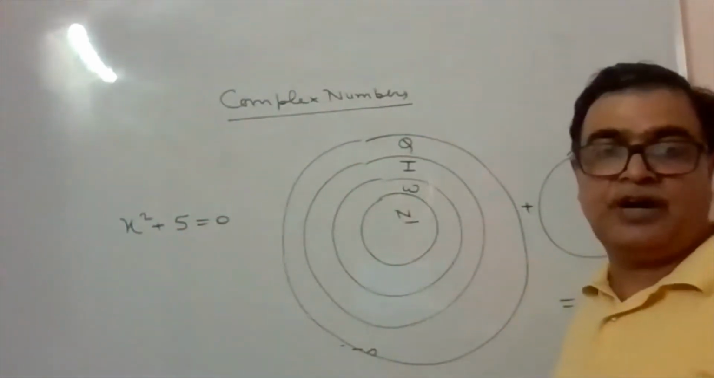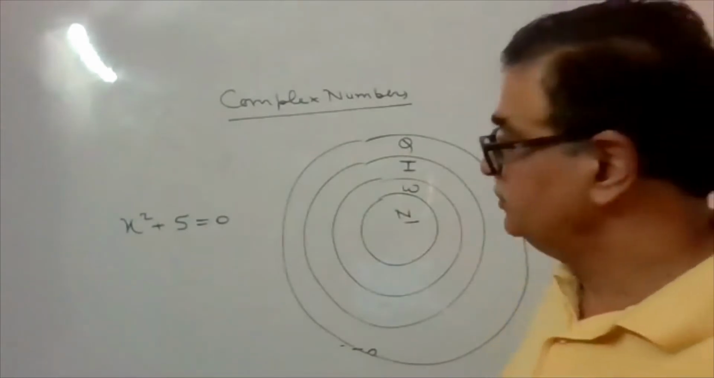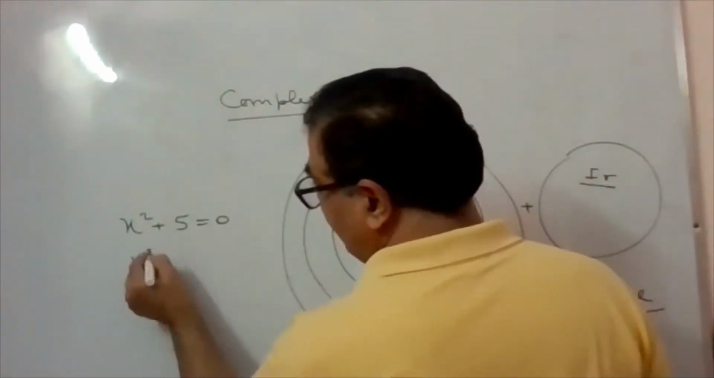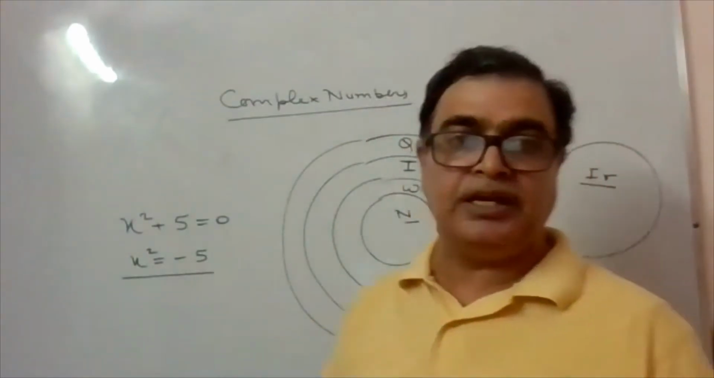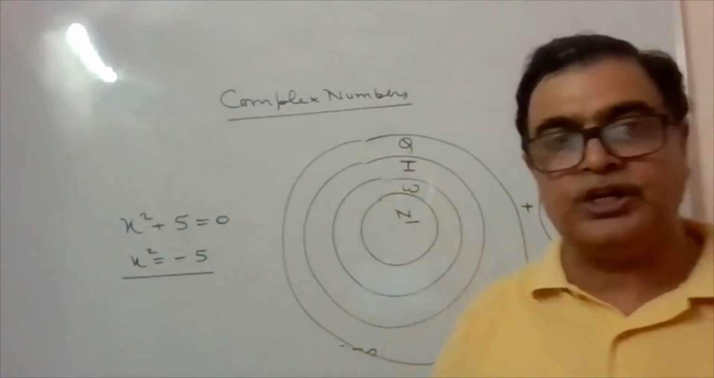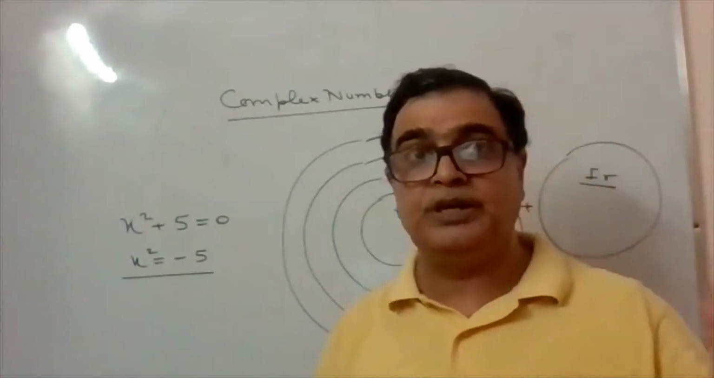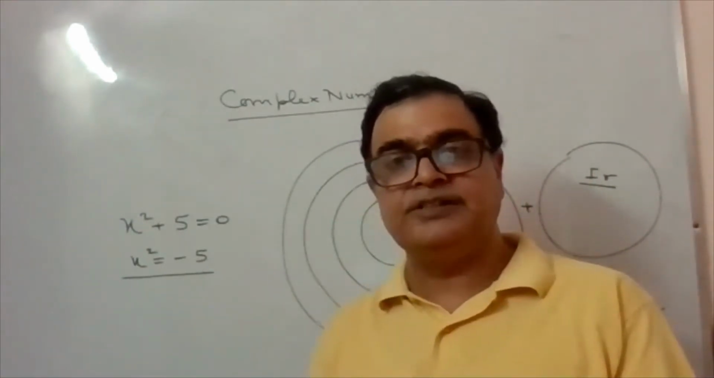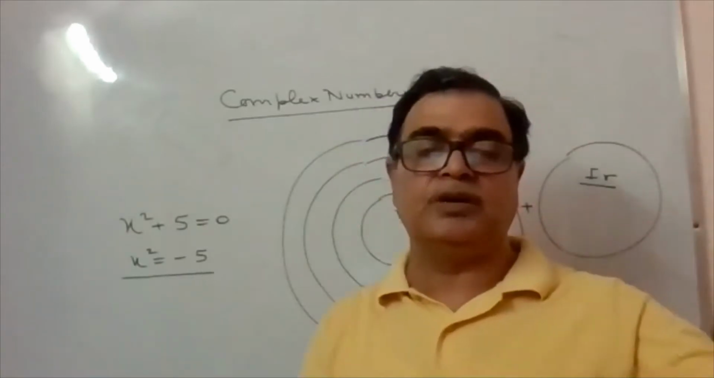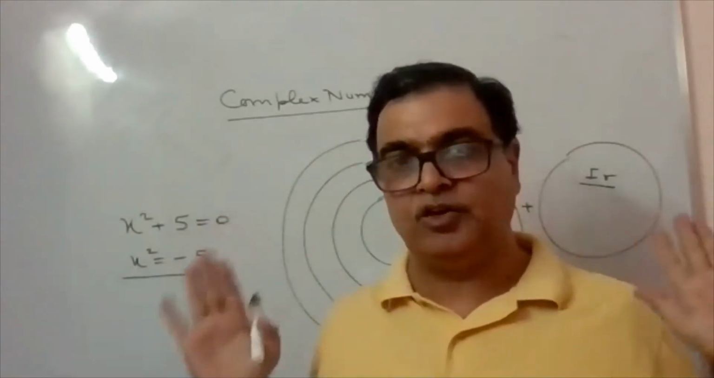x square plus 5 equal to 0. Then we used to say x square comes out to be minus 5, and then we used to say till 10th class that there is no real number whose square comes out to be a negative. No real number is there whose square, if you do it, will come out to be negative. That is not possible at all.